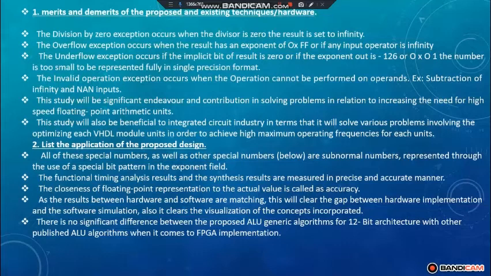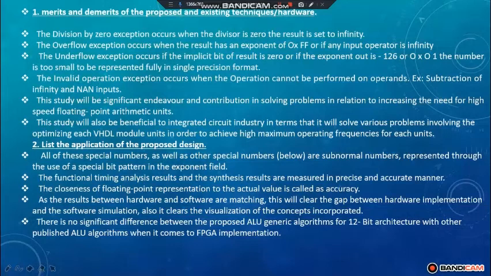The invalid operation exception occurs when the operation cannot be performed on the operands, for example subtraction of infinity and NaN inputs. This study will be a significant endeavor and contribution in solving problems related to the increasing need for high-speed floating point arithmetic units. The study will also be beneficial to the integrated circuit industry, as it will solve various problems involving the optimization of each VHDL module unit in order to achieve high maximum operating frequencies for each unit.